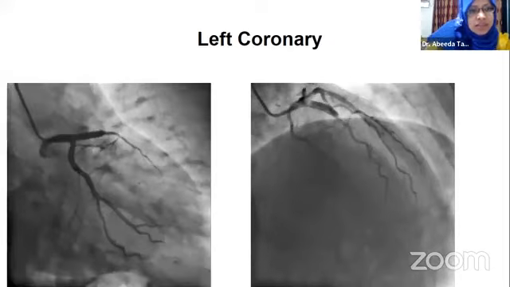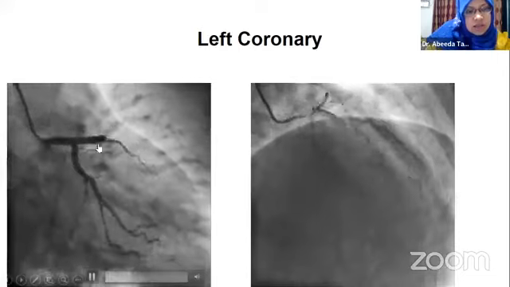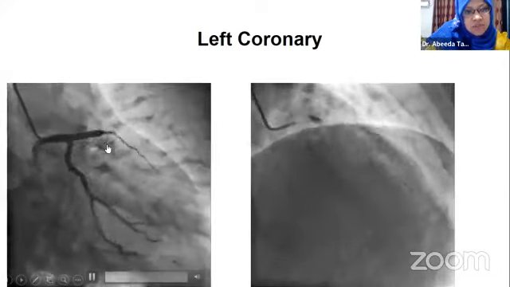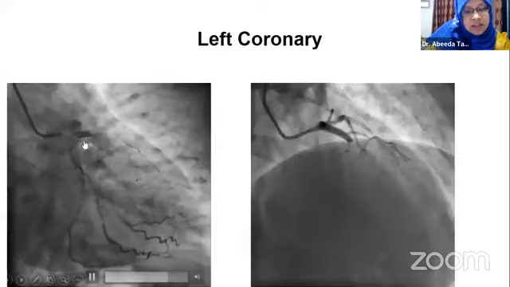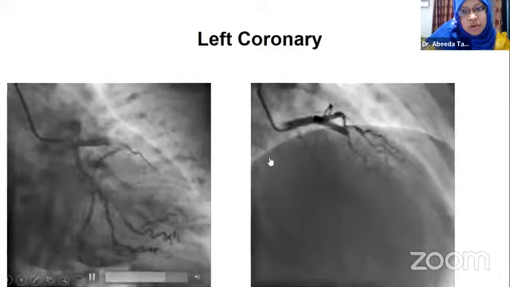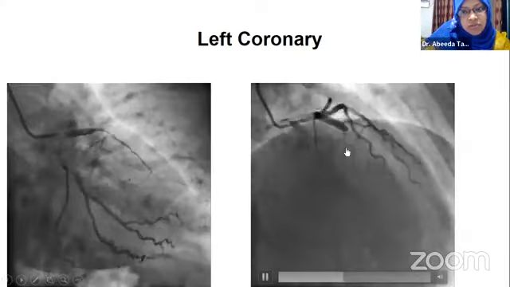As you can see in this first video, there is complete 100% occlusion. This is the left anterior descending artery, and the proximal segment of the left anterior descending artery is 100% occluded. This is another view, and we can see that there is complete cutoff of the artery.